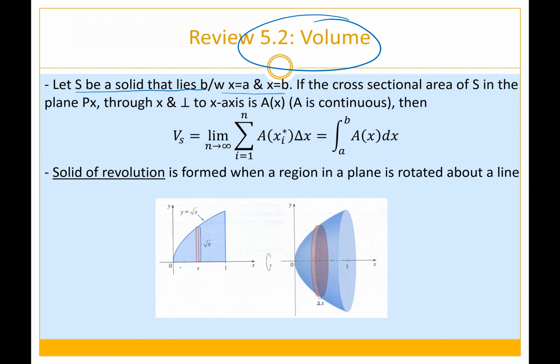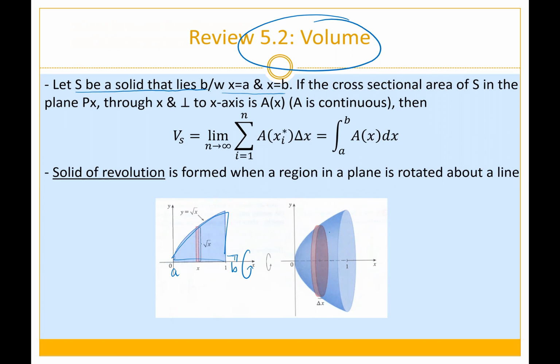Say in this graph, this is a and this is b. If the cross-sectional area of S in the plane Px, the plane through x and perpendicular to the x-axis, is given, then you have the volume. Basically, what you do is rotate this piece around the x-axis. So this is the volume that you're going to have.